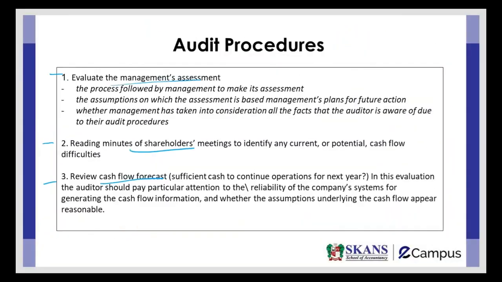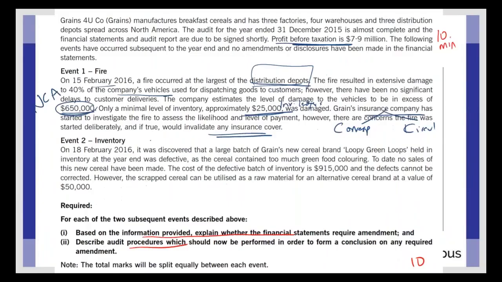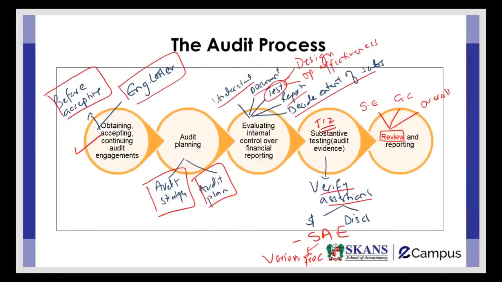I go back. We can now conclude that review has subsequent events, going concern, and overall review. I'm opening up the chat box.